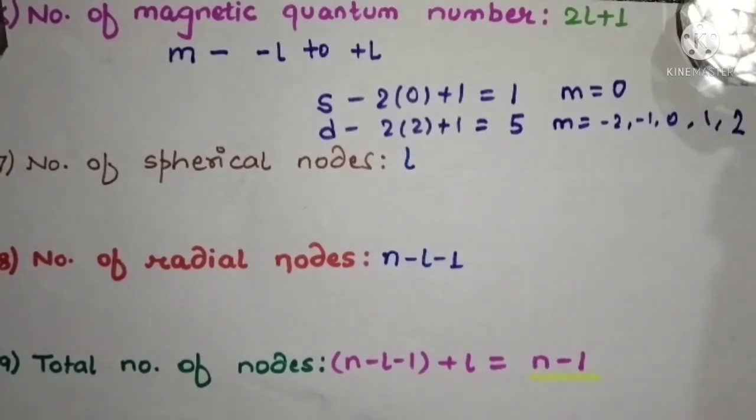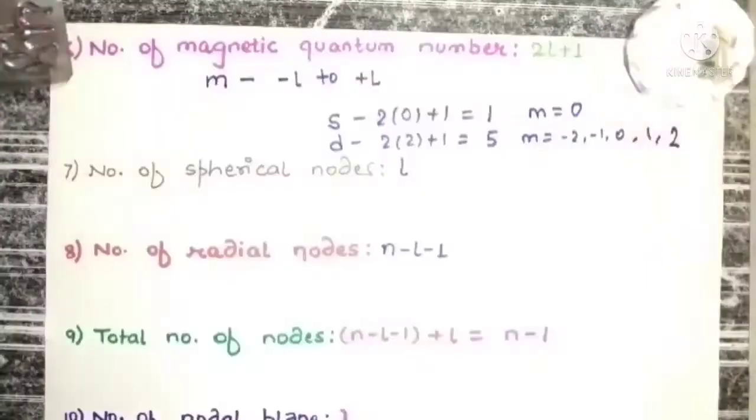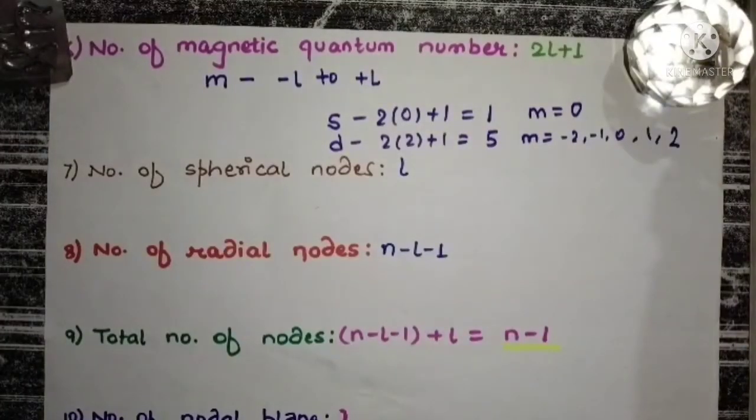Now moving further, for spherical nodes, what is a node? You would have studied that a node is that part of an orbital or of an atom where the probability of finding an electron is 0. That is, that part of the atom where you will not find the electron at all. So that is the node part. Without going more deeply into nodes, we just have to learn the formula in this video.